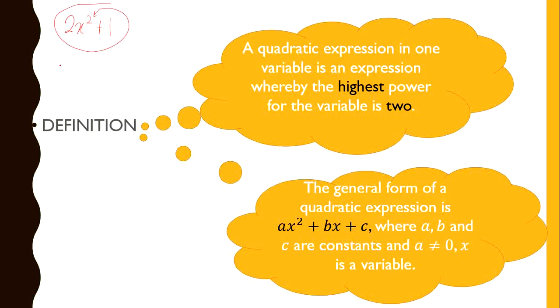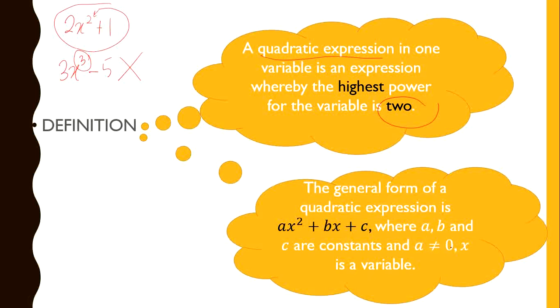What if I say 3x cubed minus 5? Is this a quadratic expression? No, because the highest power for the variable is 3. Okay, so for quadratic expression, the highest power must be 2. Okay, so the general form of a quadratic expression is ax squared plus bx plus c, where a, b, and c are constants, and a not equals to 0, x is a variable.